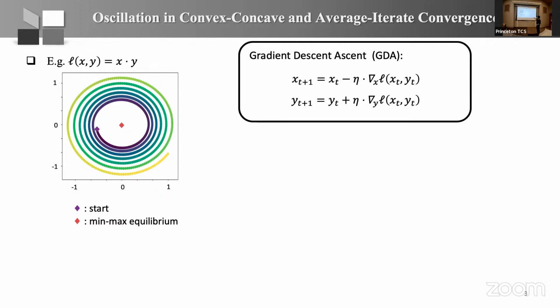And I'm going to run gradient descent on the x strategy, gradient descent on the y strategy. Okay, just because x wants to minimize, y wants to maximize. Okay, so I start my algorithm at the purple point. And as you can see, this is a trajectory I'm plotting. The trajectory actually gets further and further away from the equilibrium. It's not converging. Okay.